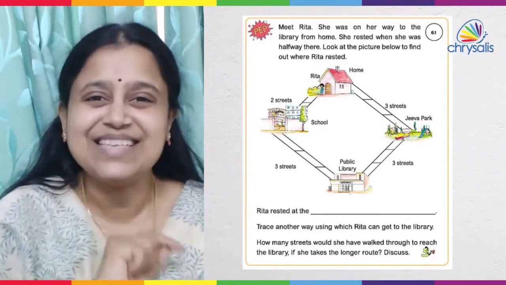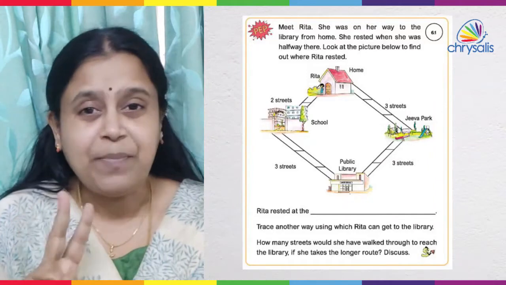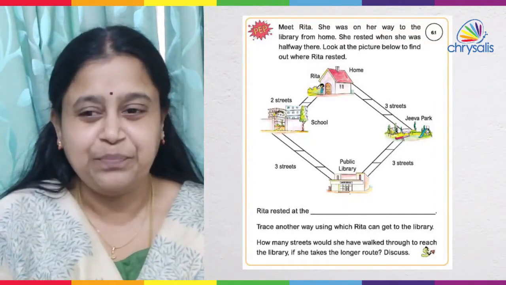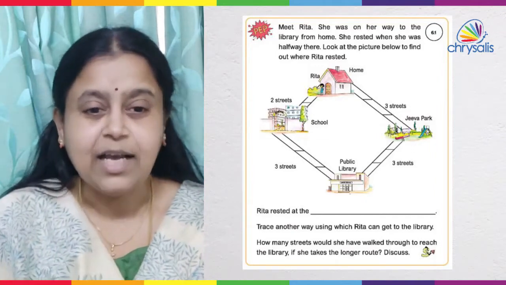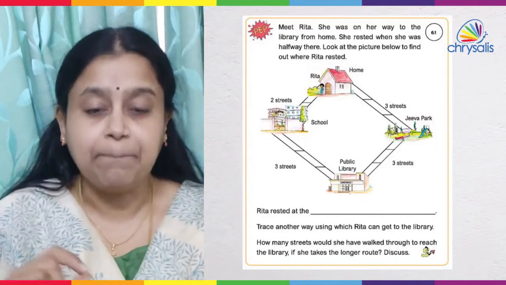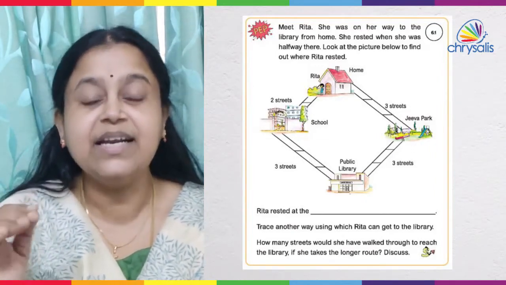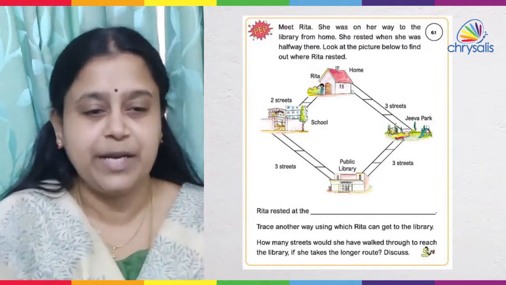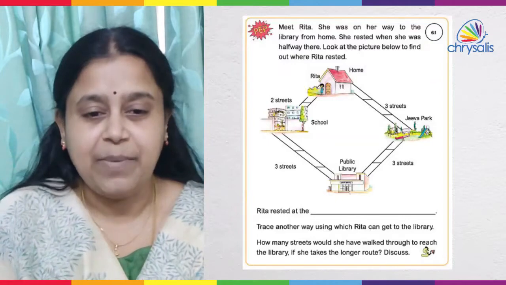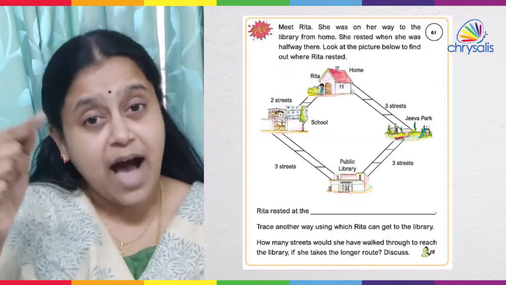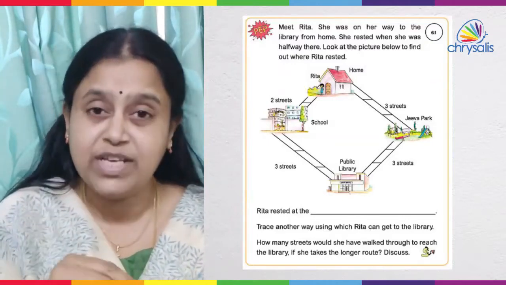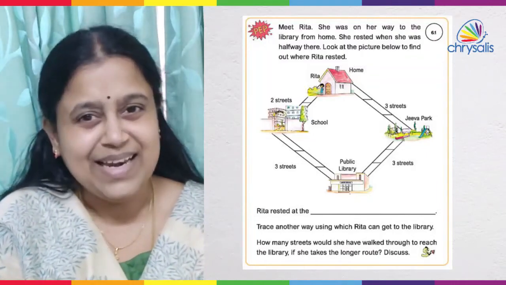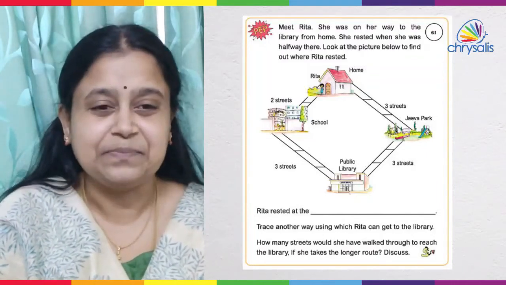Now, look at your screen. There are 2 parts to this activity. I shall explain the instructions for you. In the first part, you need to find the place where Rita rested on her way to the library. In the second part, you need to trace another way using which Rita can go to the library. Now, let's read the instructions.